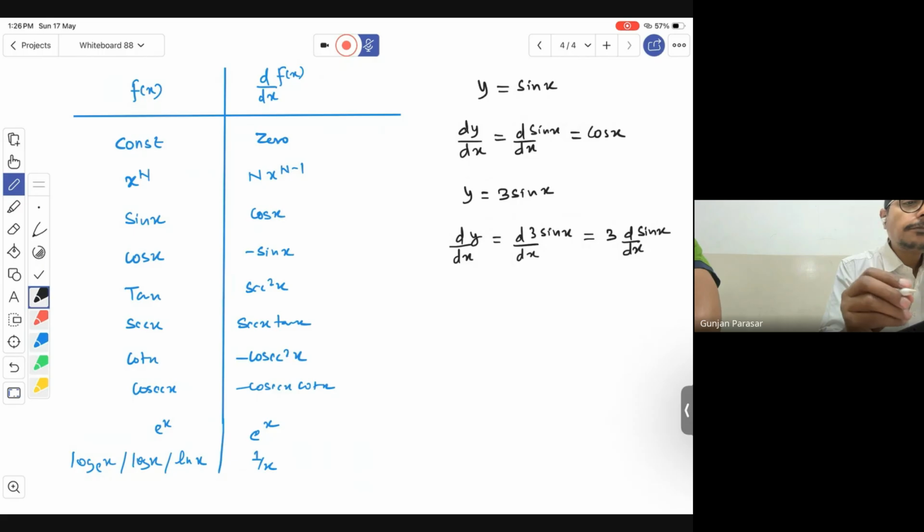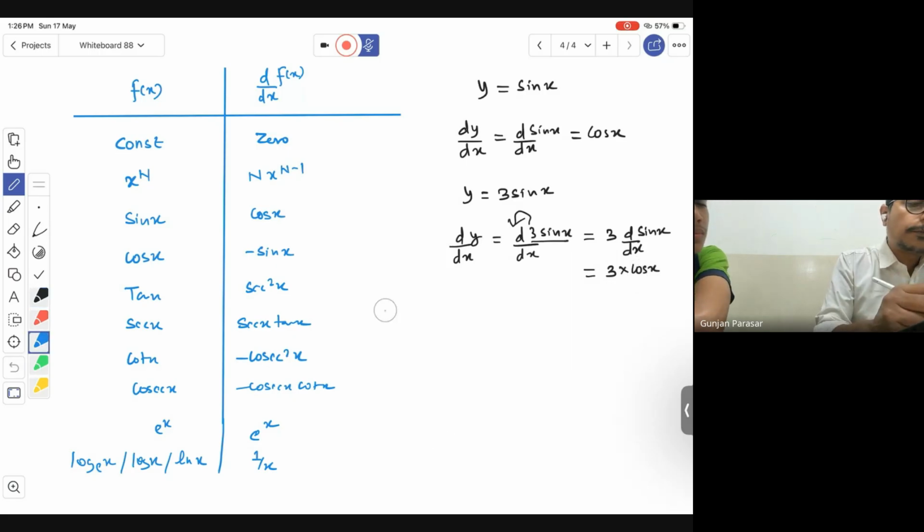Got the logic, no? So the rule is going to be simple. Differentiation of 3 times sin x is equal to 3 times differentiation of sin x, as if we have taken 3 outside the operator, as if you take something common outside a bracket. So that will be 3 into cos x, or 3 cos x. So the rule goes like this: if you have some constant multiplied with some function of x, and you have to find its differentiation, that is equal to constant into differentiation of f of x.